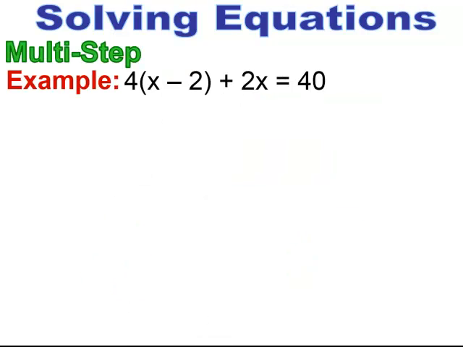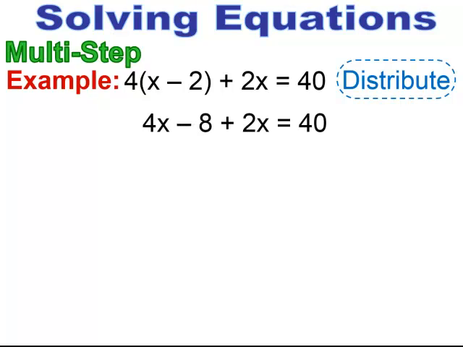So this next example, we have the distributive property and multiple variables. So the first thing in a multi-step equation is do the distributive property. So you want to first remove the parentheses before you start doing anything else. So I do the distributive property here. Always double check your arithmetic.